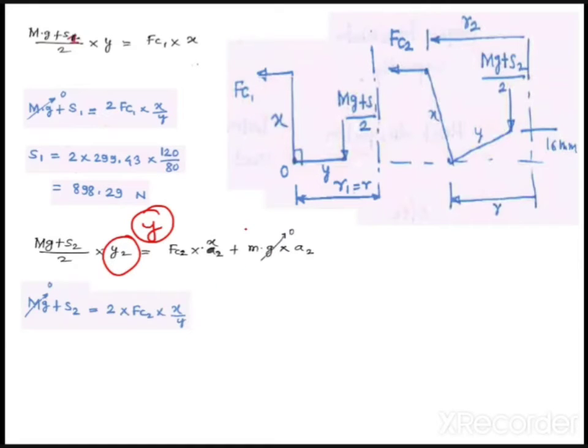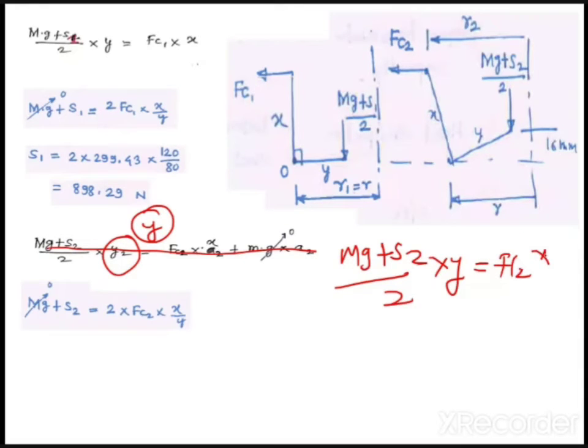Let me simplify this equation: mg plus s2 divided by 2 is equal to y into fc2 into x, right? So m is equal to 0, because they have not given the mass of the sleeve. So I am getting S2 is equal to 1232.